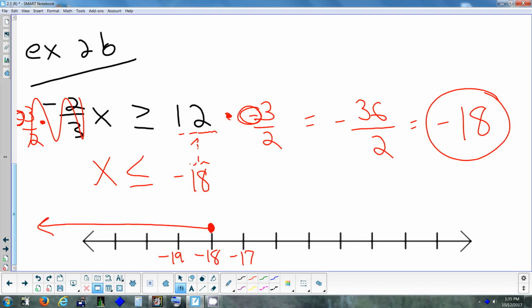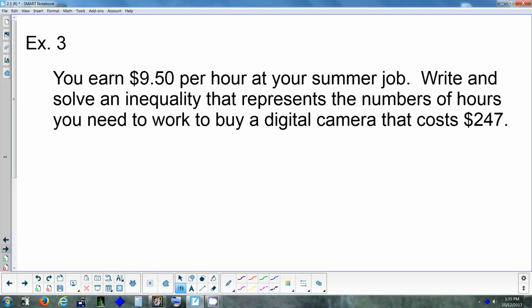All right. So like I said, we did two where we had to use division to solve, and one we had to flip. Two where we had to use multiplication, and one we had to flip. Okay. Let's look at Mr. Hager do this one with you guys. Word problem.